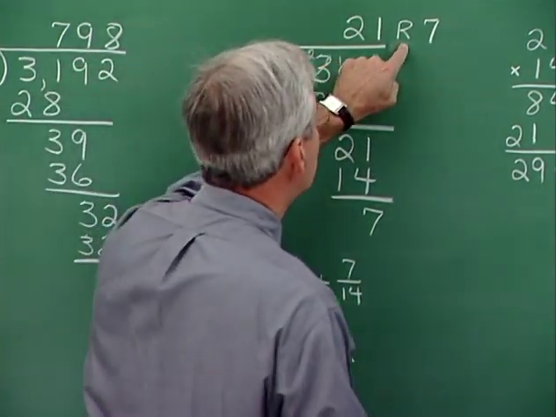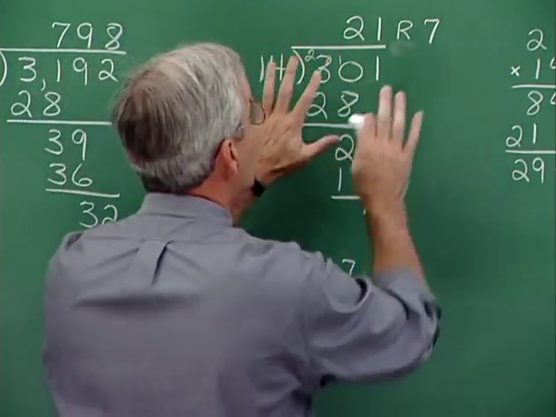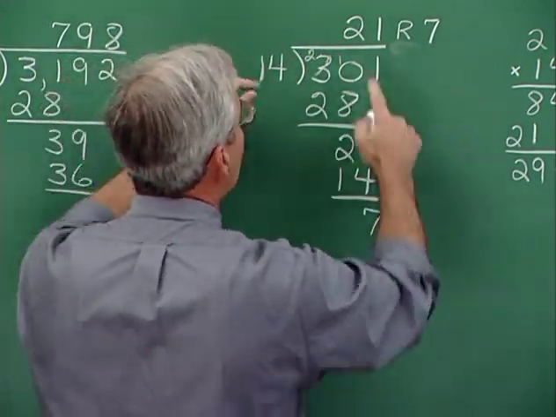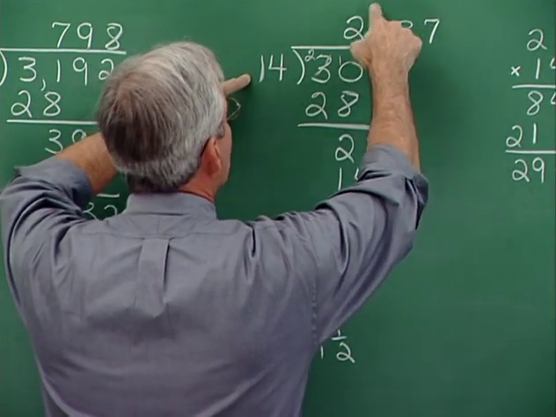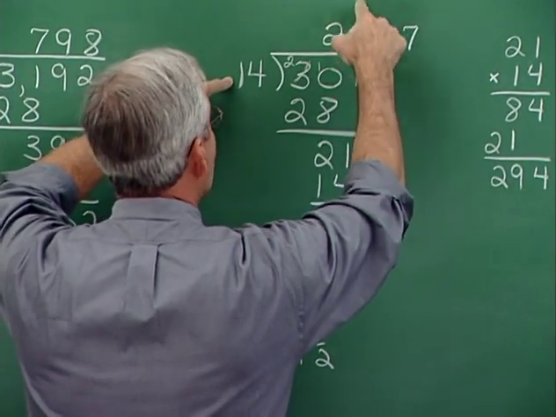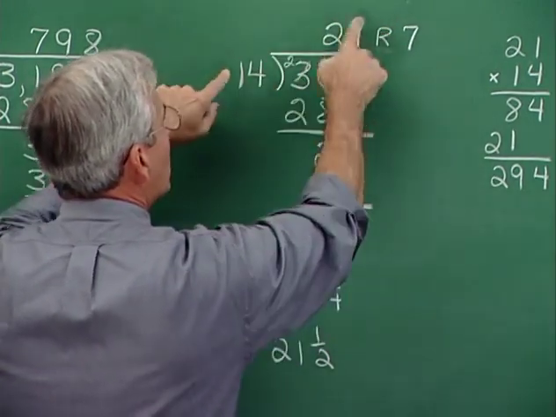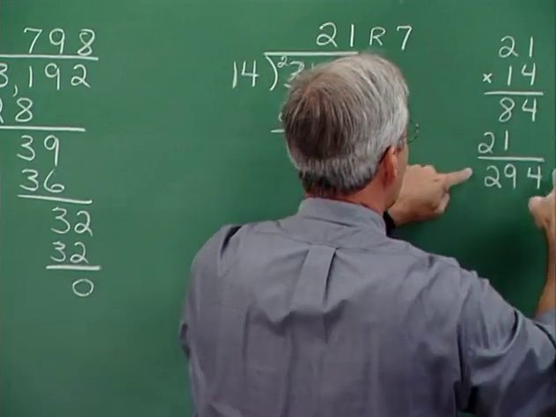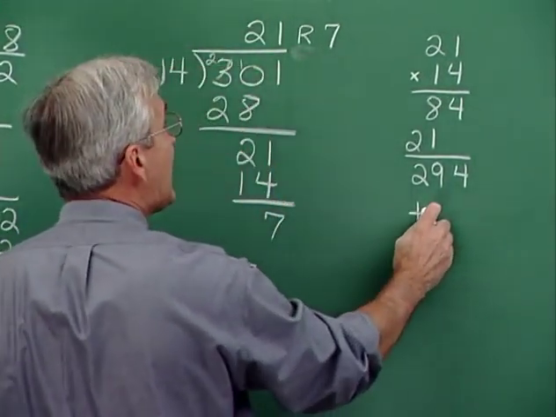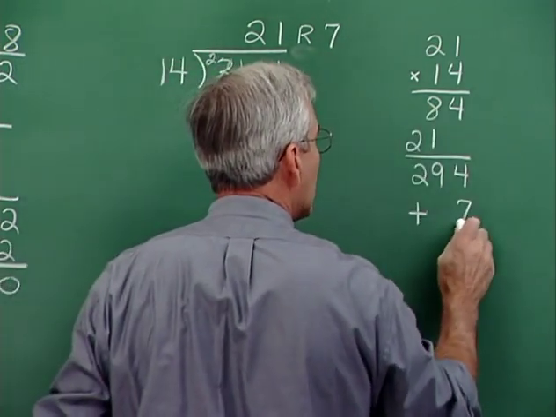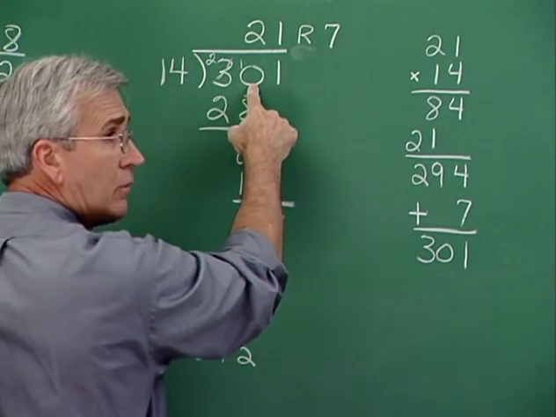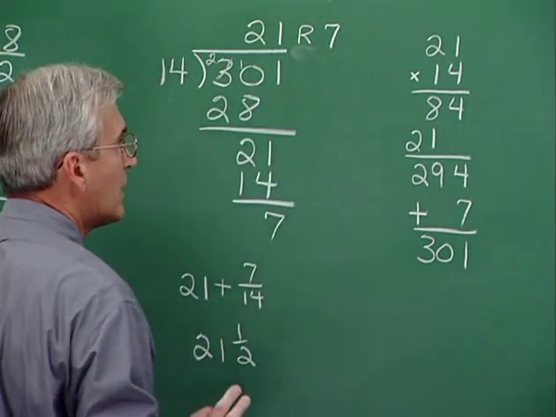Now, this answer is rather interesting because it leads us to a way of checking the situation. And here's how we go through the check. We take our quotient, multiply times the divisor. Now the whole number part of the quotient is 21. 21 times 14, what do we get? Well, I did that over here. 21 times 14, we get 294. And then we add our remainder of 7, and lo and behold, we get the 301 that we expected. Okay, so that's the way to check it.